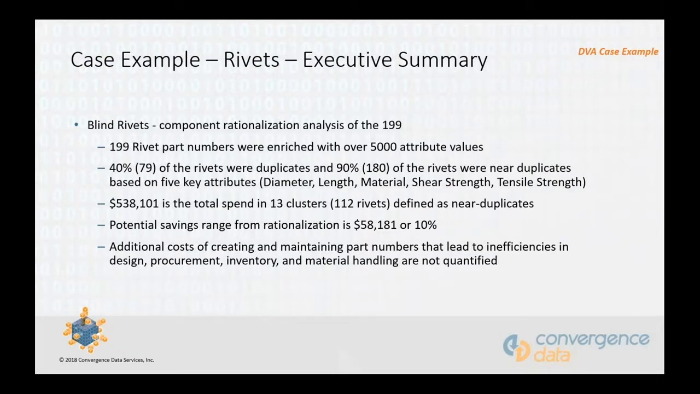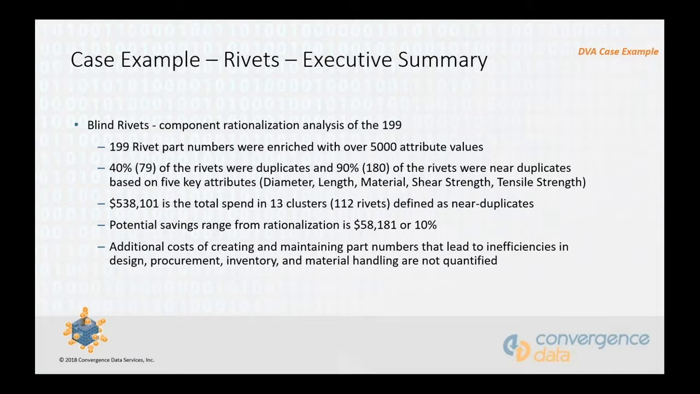So the case example we want to talk to you guys about today for this DVA is a real simple item, which is a rivet. In this case example, we are looking at just 200. Typically, if you're doing a DVA analysis, it's good to have at least 150 to 200 of the items to get good results. It's obviously very hard to do a DVA on a commodity that may have, say, less than 50. You're probably not going to find as much opportunity.